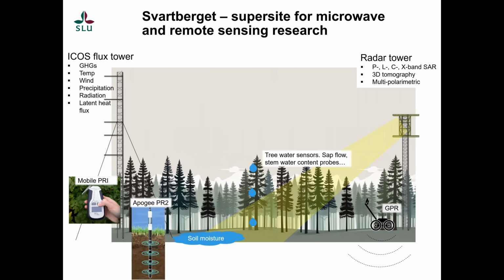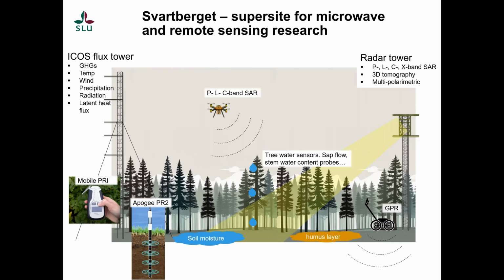We have soil moisture measurements, both permanently installed ones, and a mobile device, a PR2 device, which can measure the soil moisture at different depths down to 1 meter. And then we have a drone-based radar system that I will soon get into.